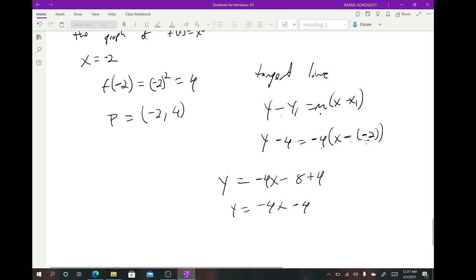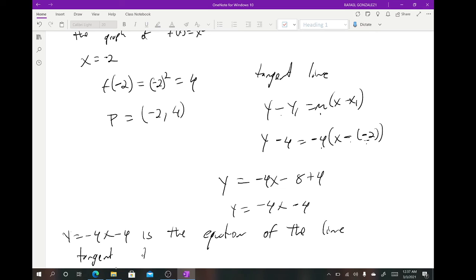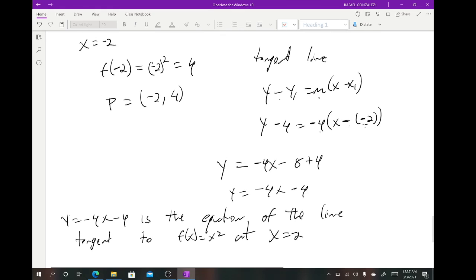And so y equals -4x minus 4 is the equation of the line tangent to f of x equals x squared at x equals -2. And this is how you will go about solving one of these problems.